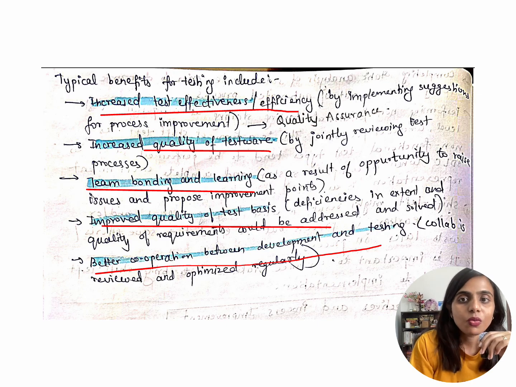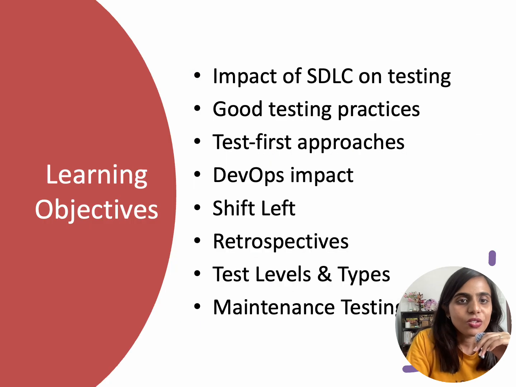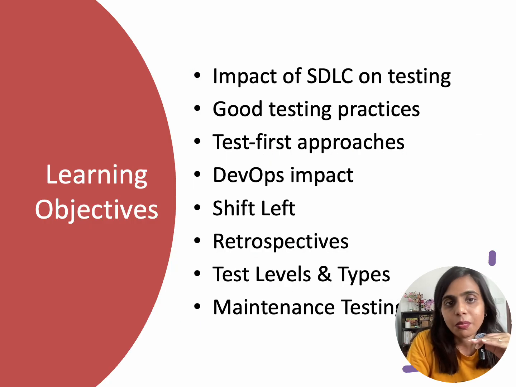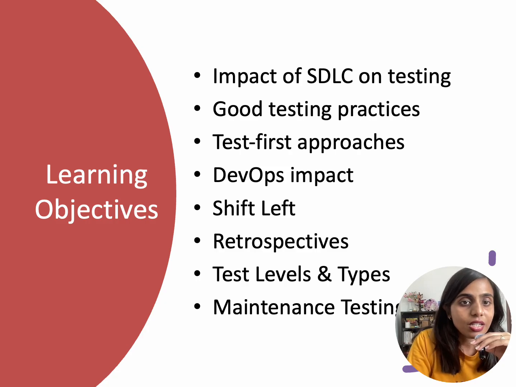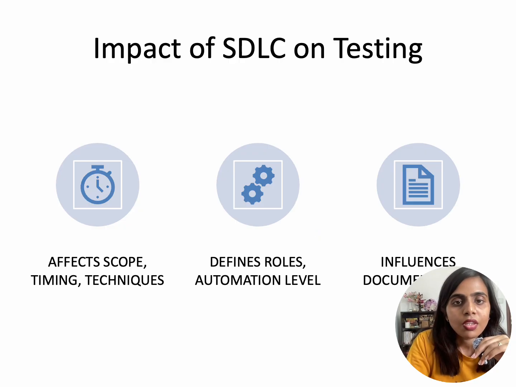Okay, so this marks the end of module 2.1, and I have prepared a few slides that will summarize this, because it was a huge module. It had six sub modules. So the first one, we saw the impact of SDLC on testing, some good testing practices, and the test first approach, that is the shift left approach. Okay, SDLC we saw. What is SDLC? We saw sequential, iterative, and incremental models, waterfall and agile respectively.